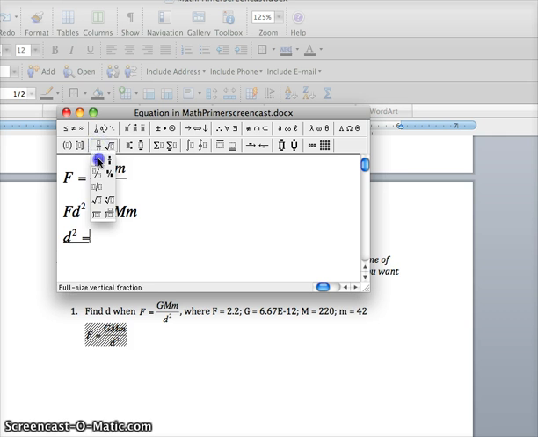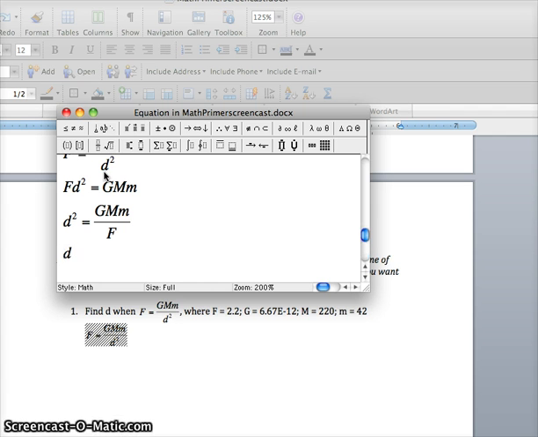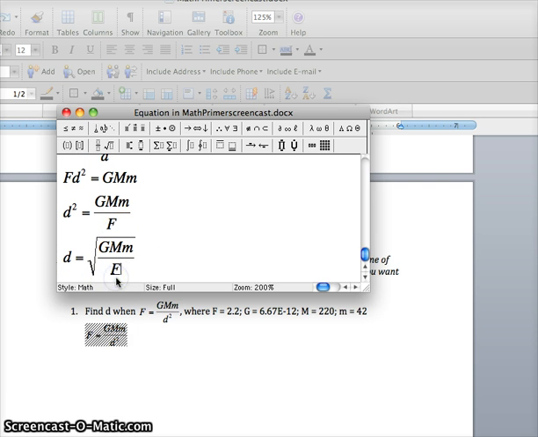So we get d squared equals G M m over f, and we take the square root of both sides, and so d is going to be equal to the square root of G M m over f. Next, you put in the numbers that you were given in the problem.